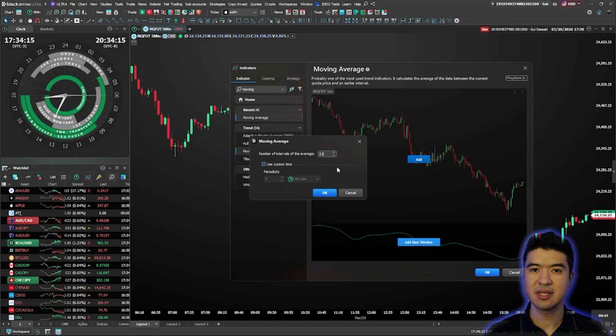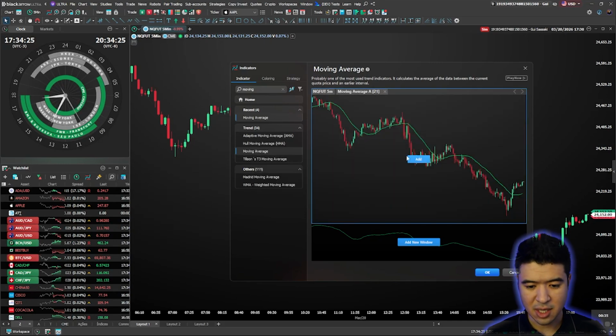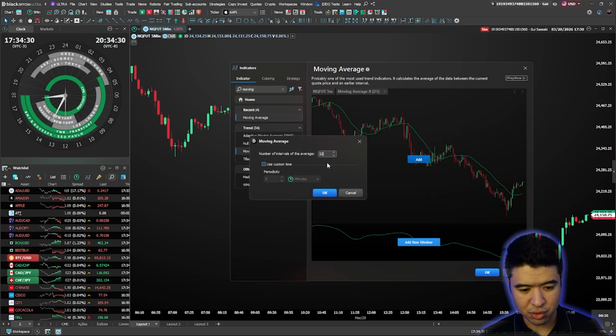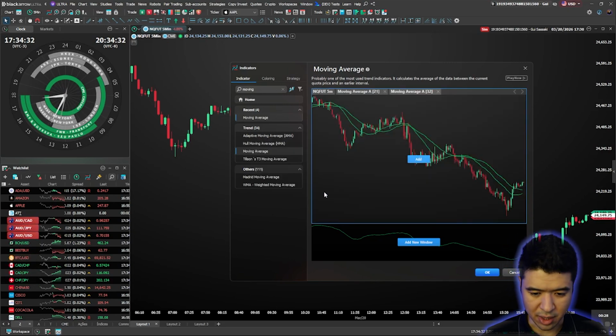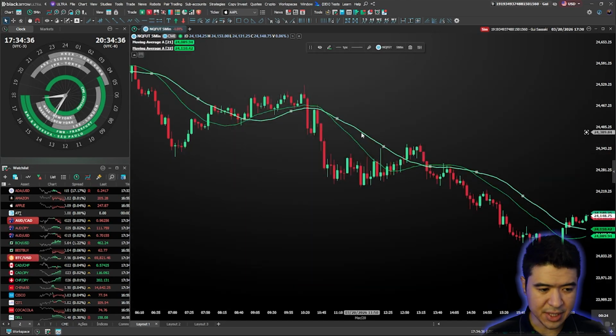So for this strategy, we're going to use two moving averages, and they are both exponential. I'm going to teach you guys right now how to do it. So 21 moving average, I click on OK, and there it is. Now I click on add again and go with the 32 moving average. And there you go. You can see that they have the same color.